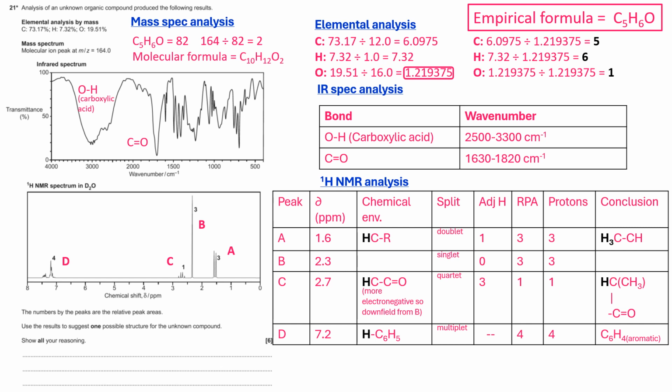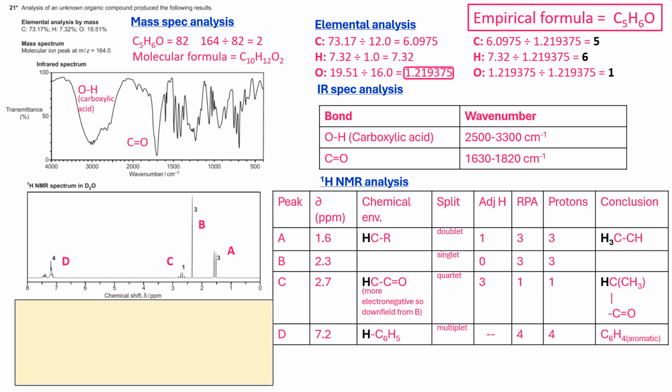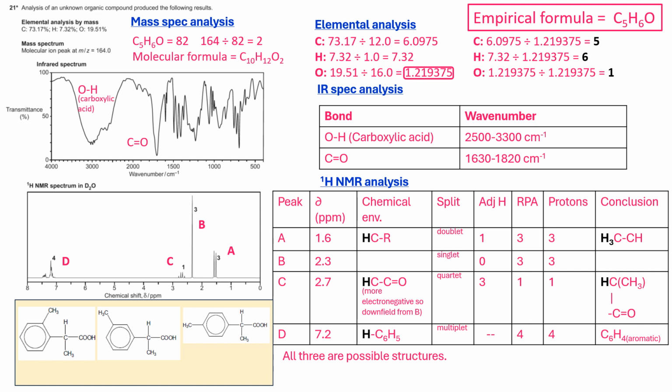In other words, what actual environment does it mean? So taking these and piecing them together, that gives you 3 possible structures. So looking at the NMR table, you can see that all 3 are possible structures, but for peak C, the conclusion we came to is represented in each of those structures. So that's quite a key conclusion to identify the compound.